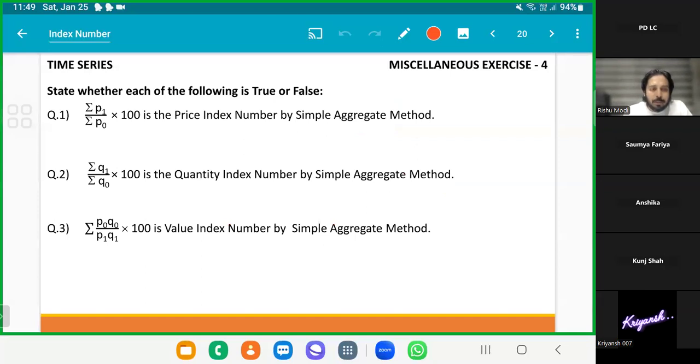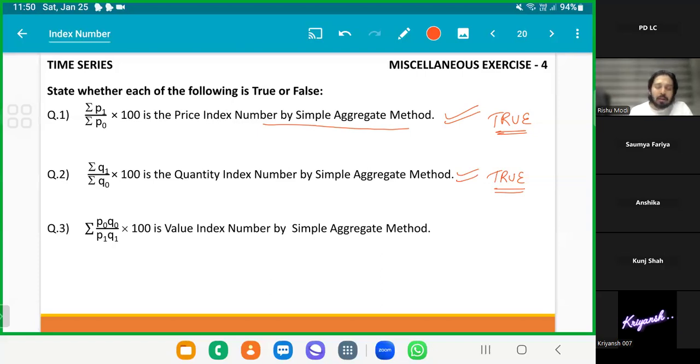Summation P1 upon summation P0 into 100 is the price index number by simple aggregative method. Absolutely true, right? This is absolutely correct. Summation Q1 upon summation Q0 into 100 is quantity index number by simple aggregative method. Tell me guys, is it true or false? Quantity index number, right? Second one is also true. Just verify your question. Is it Q1 upon Q0 in the textbook also? Please understand. Or while writing, fatafat I made the statement, interchanged the statement. Is the question same in the textbook, right, guys?